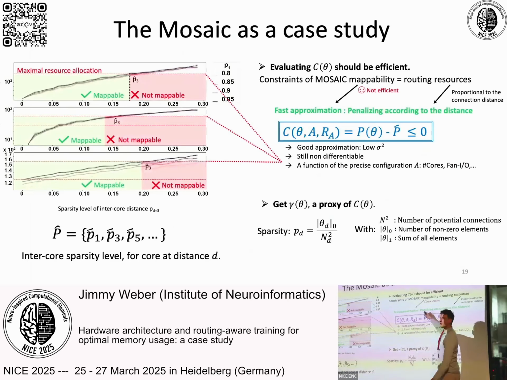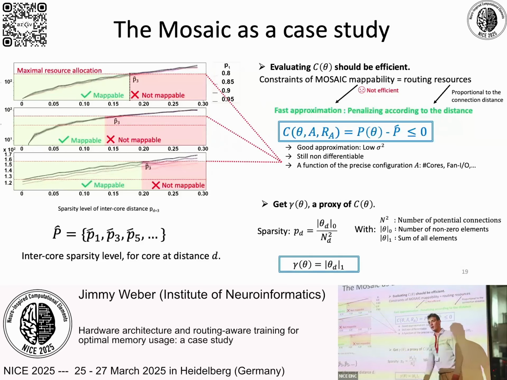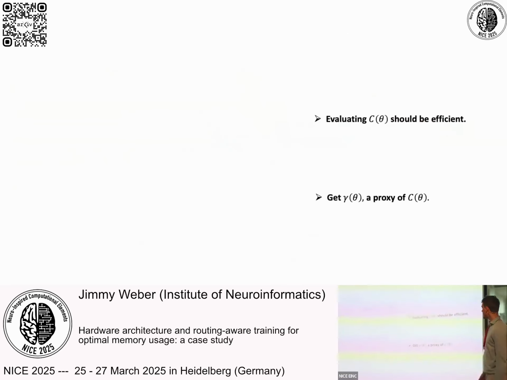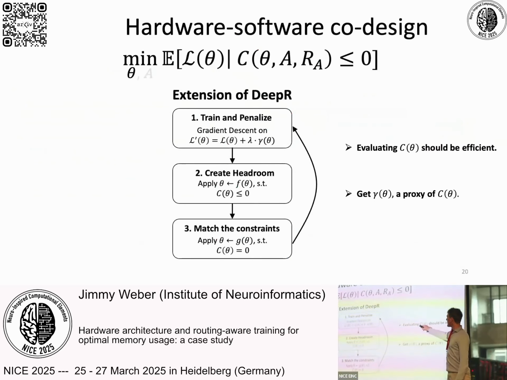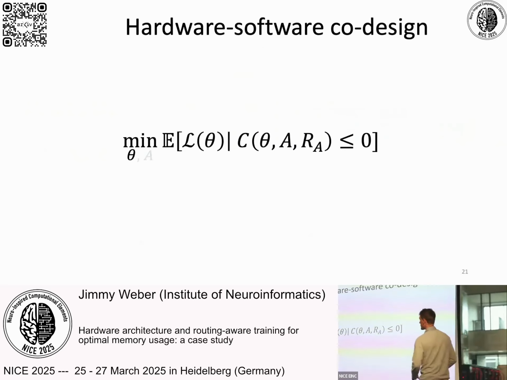So the hard constraint is based on sparsity. Sparsity being the number of non-zero elements, so the L0 norm, divided by the overall number of weights possible. So this guy here is non-differentiable. But what usually people do when they are facing an L0 and they want to make it a soft constraint, they just transform it into an L1 norm. And that's it. So we found, for our specific case, the C and the gamma. And so we were able to train our Mosaic chip hardware, routing aware and architecture aware. So that's what we did.